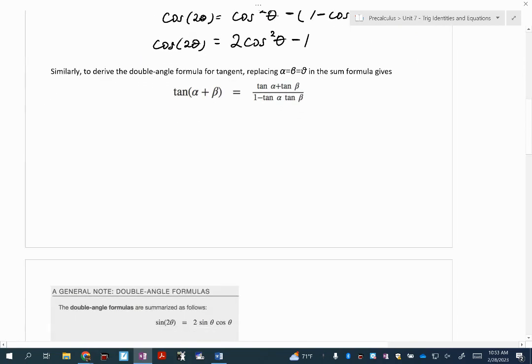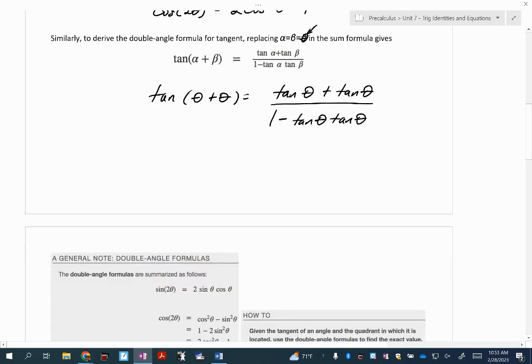All right, last one for tangent. Again, we're going to replace theta for A and B, or alpha and beta. So tangent of theta plus theta is equal to tangent of theta plus tangent of theta over 1 minus tangent theta times tangent theta. So again, we have our double angle, right?